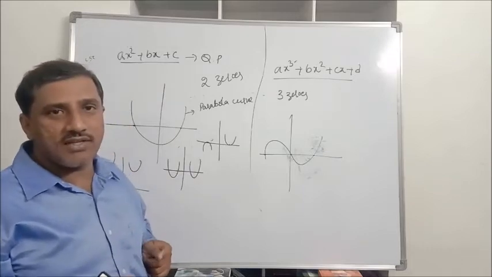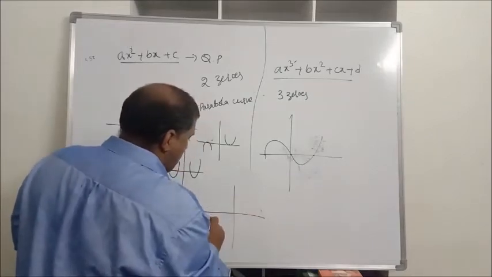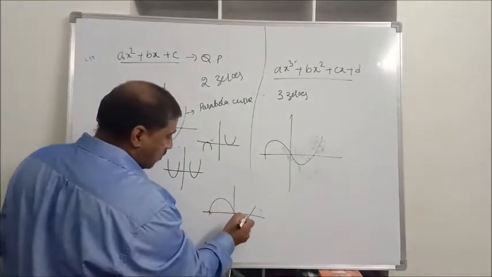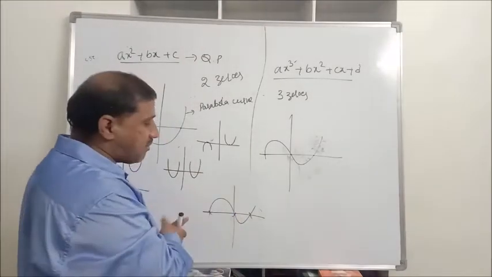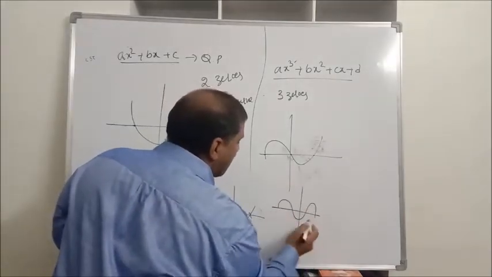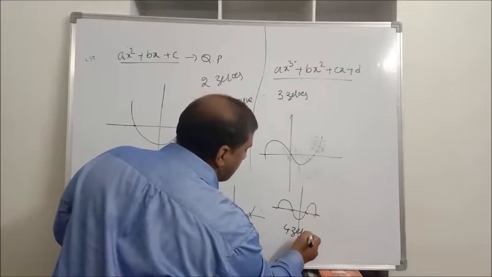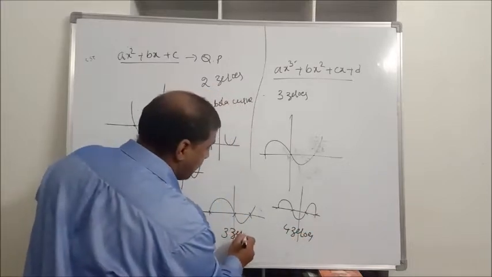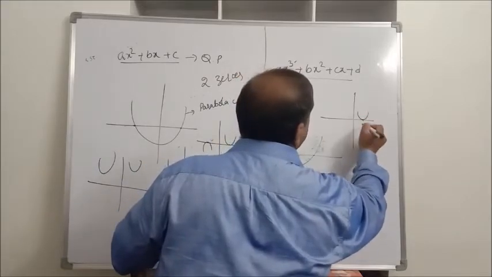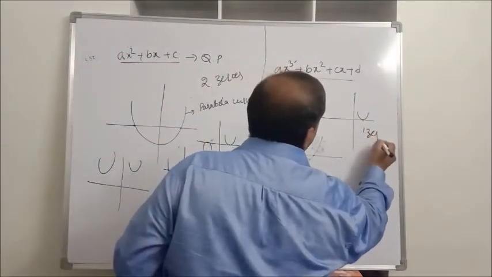So when you are given some graphs, you need to identify how many zeros there are for the given polynomials. For example, here how many zeros are there? 1, 2, 3. 3 intersecting points, therefore 3 zeros. Now here 1, 2, 3, 4, so 4 zeros, and here 3 zeros. And here? It is coinciding at only 1 point, therefore only 1 zero.